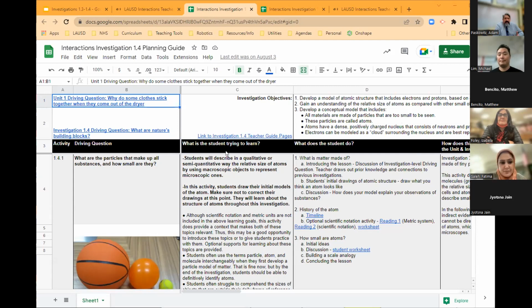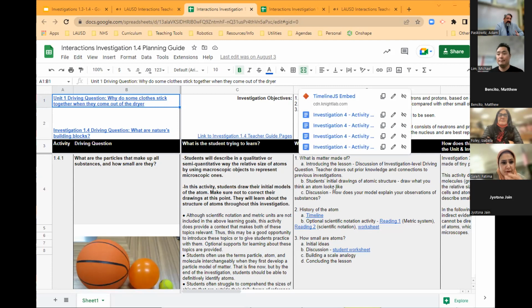Talk about particles, talk about interactions. And eventually we're going to get to atoms and molecules. But hold off on talking about atoms until you get up to this point in the curriculum. We talk about the driving question. Students will draw their idea of what an atom looks like. So this is their initial model.